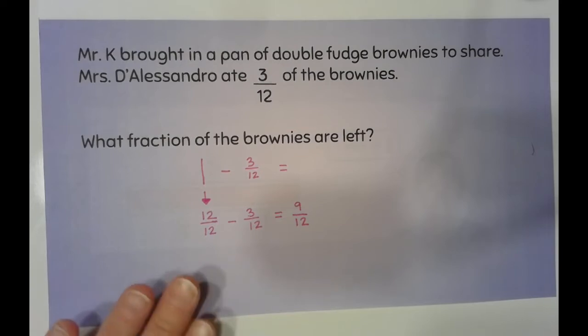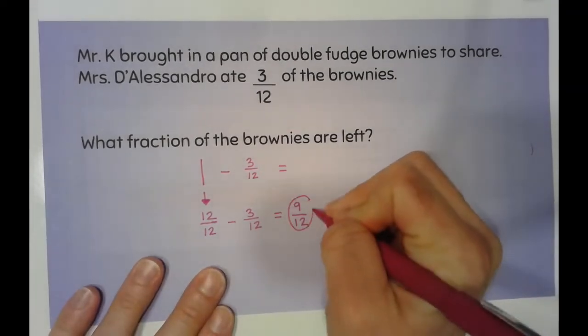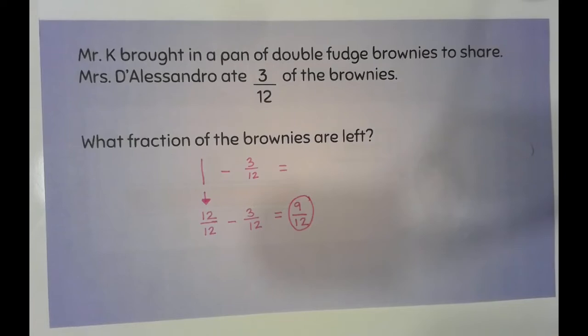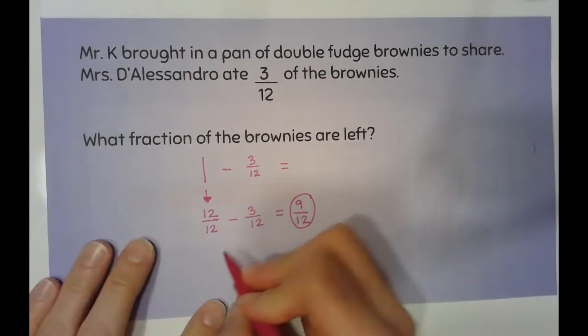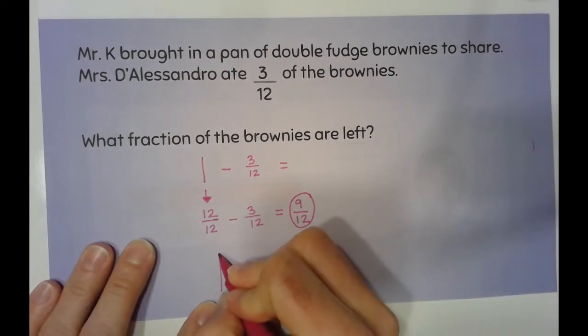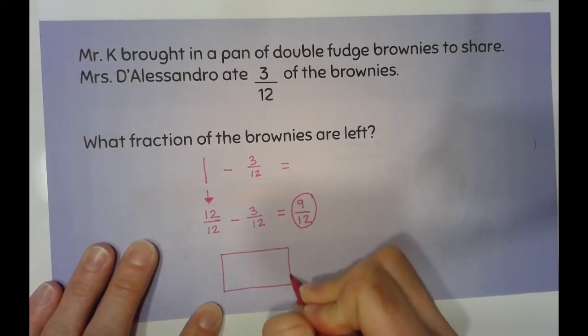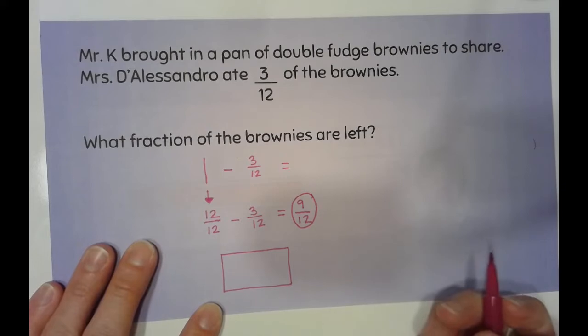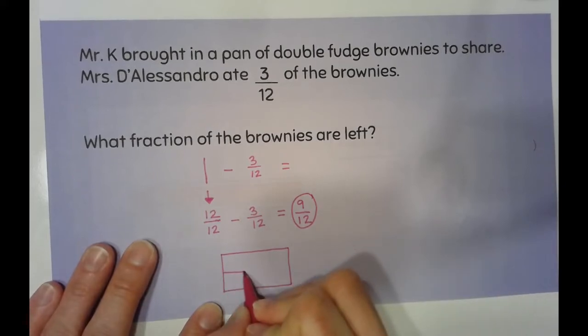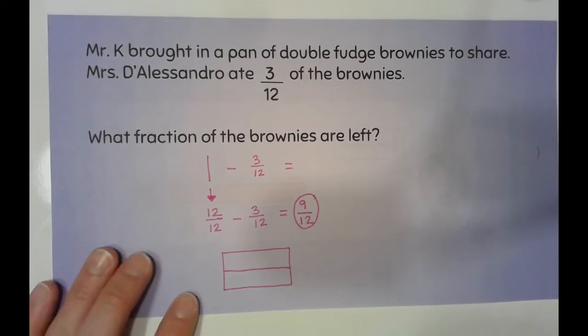So, what fraction of the brownies are left? 9/12 of the brownies are left. And I want to show you this in picture form. So, I'm going to draw my pan of double fudge brownies. Okay. There are 12, they're cut into 12 equal pieces. So I think I'm going to cut this in half.